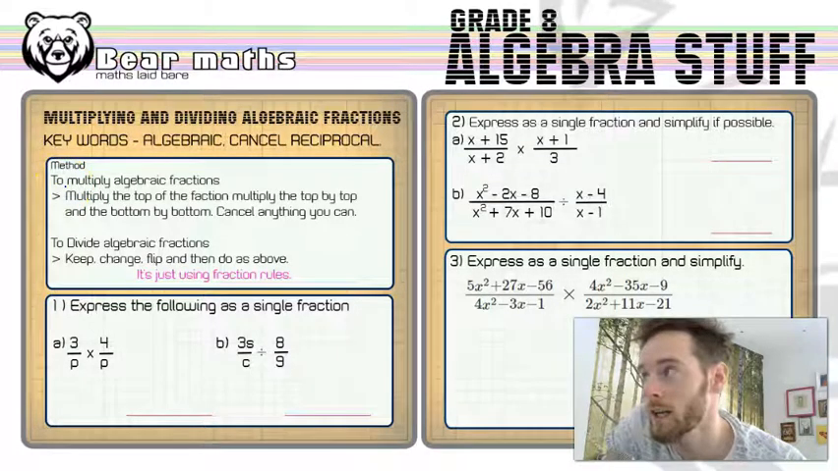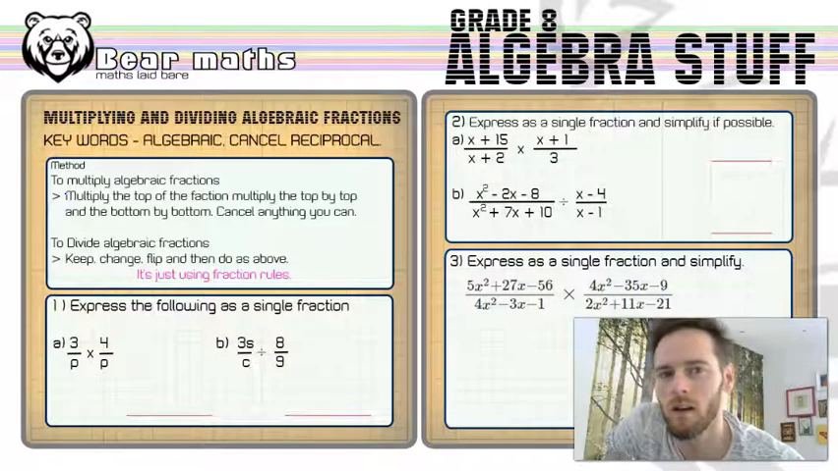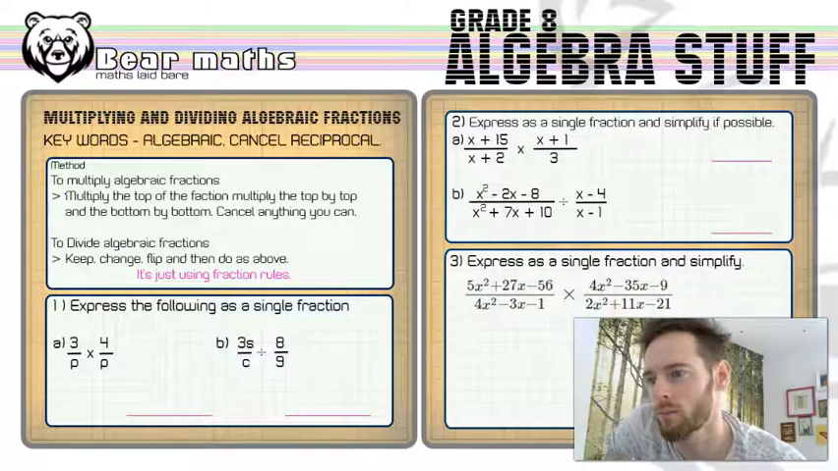This video is on multiplying and dividing algebraic fractions. The keywords here are algebraic, cancel and reciprocal. Algebraic is just when you write something using letters and numbers. That would be referred to as being algebraic. Cancel means to divide, get rid of using factors. And reciprocal is to turn a number upside down, okay, or a letter.